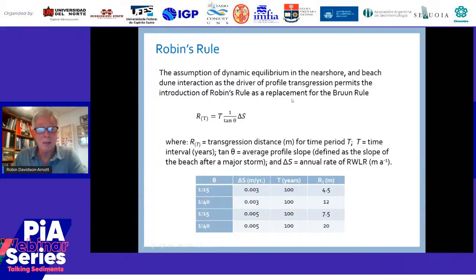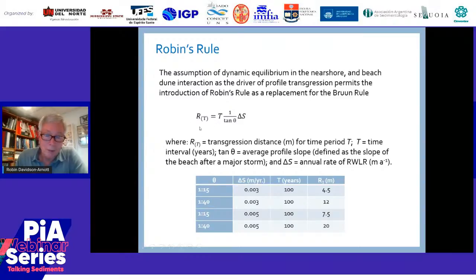In the Bruun rule, in order to get that slope, you've got to measure the nearshore profile, and you've got to determine where that limit is, that border between the seaward end of the nearshore or upper shoreface and the lower shoreface. We don't have to do that here. In fact, the retreat of the beach and foredune is independent of the changes that are taking place in the nearshore, or any changes that take place in the nearshore.